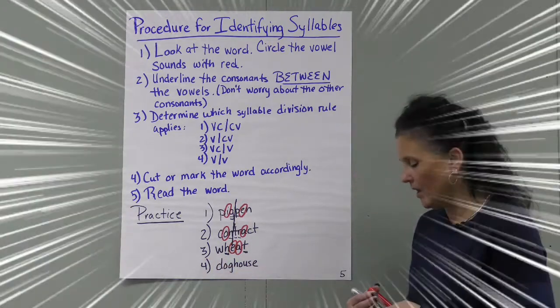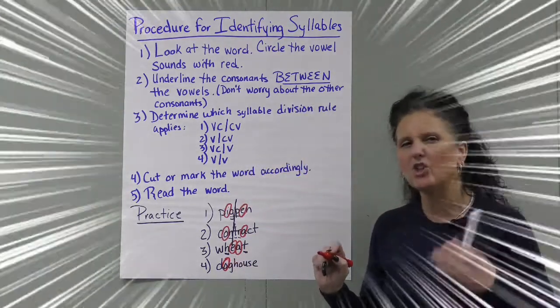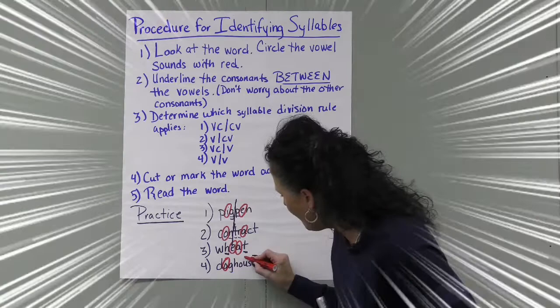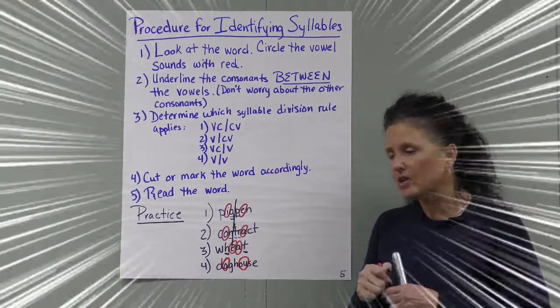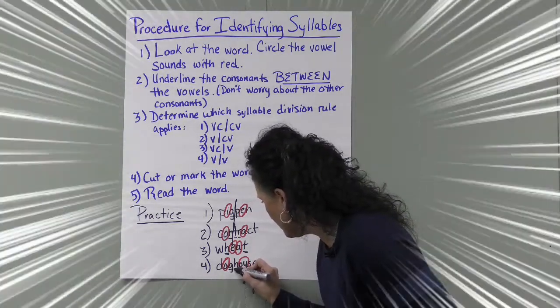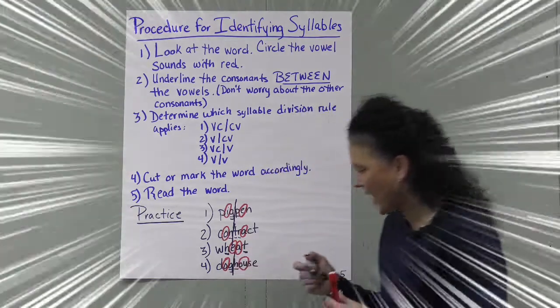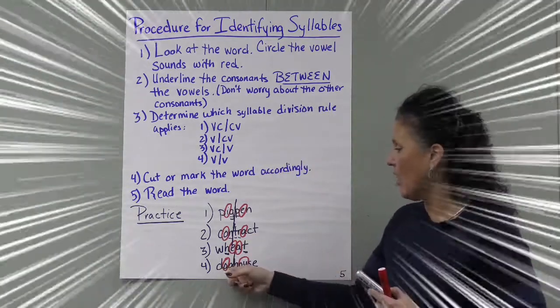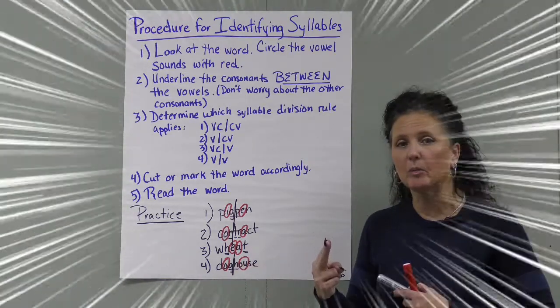Let's look at the last one. Let's circle the vowel. We have an O, dog. That's a short O, right? And then we have house. And you only hear the O there, house, house. And then we're going to underline the consonants in between. And then we can divide it right here between the dog and the house. This is vowel, consonant, consonant, vowel again. Doghouse. Those are only two syllables.